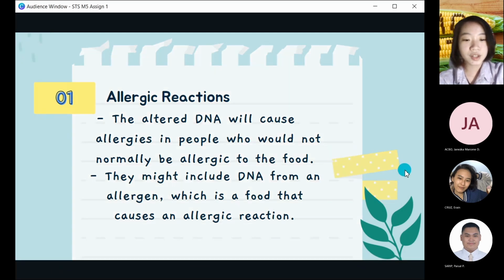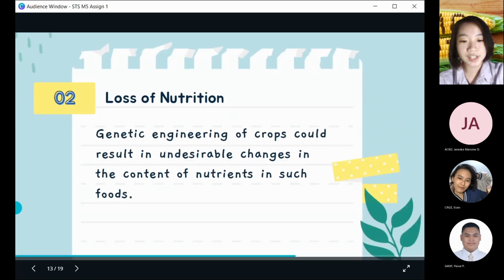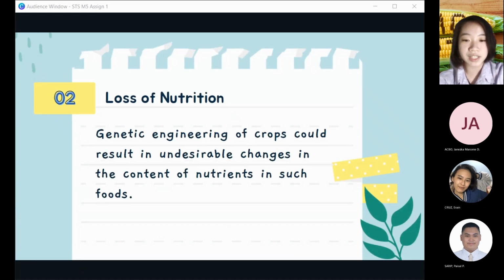Second, loss of nutrition. A food's nutritional value can also be influenced by genetic engineering. According to the researchers who looked into the issue of nutrient loss in GE foods, genetic engineering of crops could result in undesirable changes in the content of nutrients in such foods. They further noted that these nutritional alterations may go unnoticed by breeders unless genetically altered plants are examined especially for these modifications.